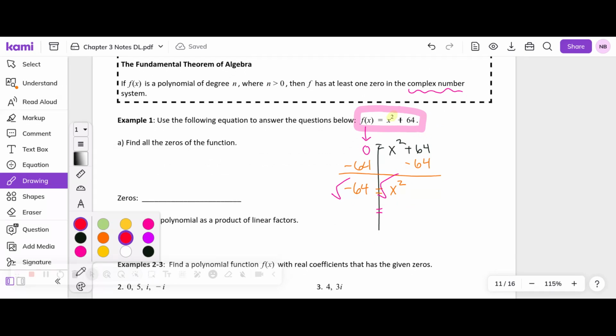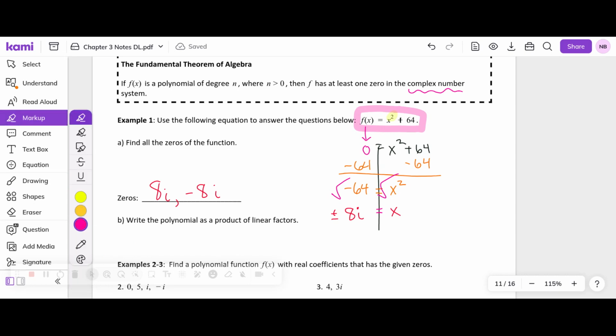So what that means, if it's not real, it means it's imaginary. So the regular square root of 64 is 8. But when you have a negative, it becomes 8i because it's imaginary. It's not real. And then just remember that we have plus or minus 8i. So we have 8i and negative 8i. So those are the zeros.